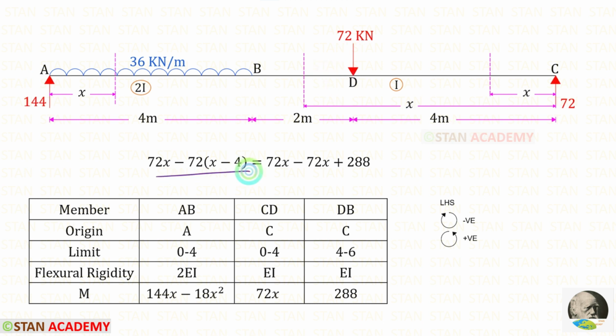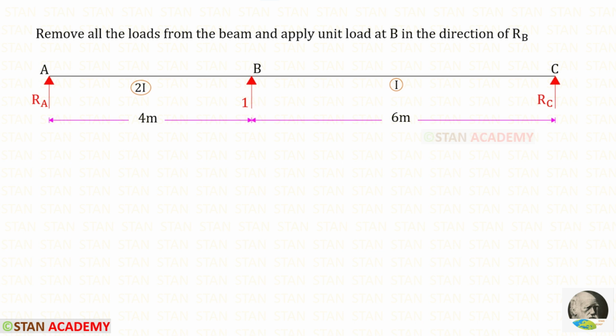After simplifying this, we will get 288. Now we are going to find the moment M. For that, we have to remove all of the loads from the beam, and then we have to apply unit load in the direction of RB.